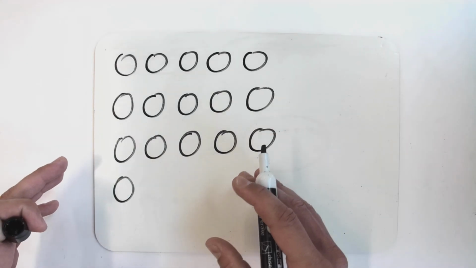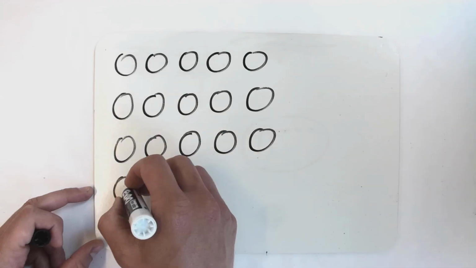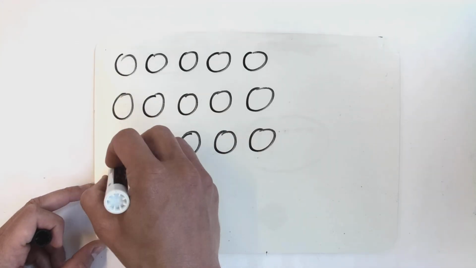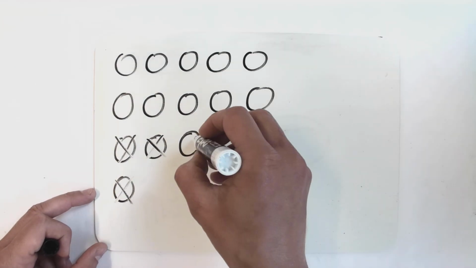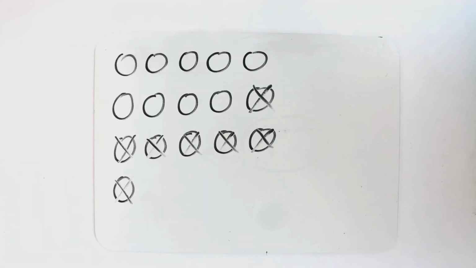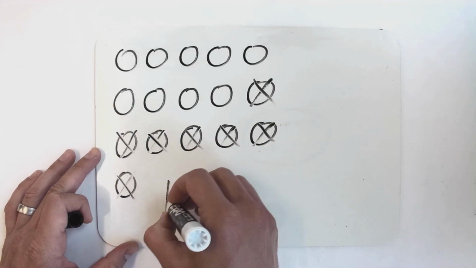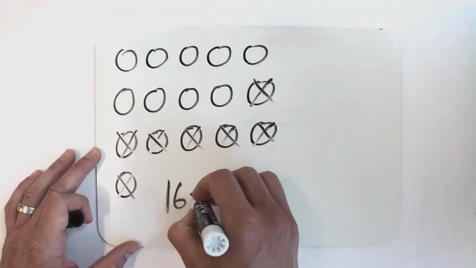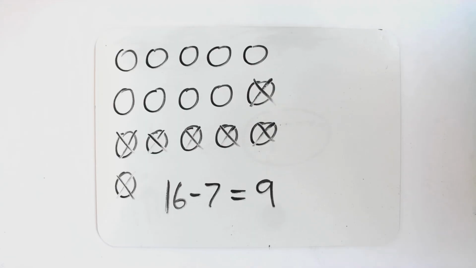So we're going to start with 16. We're going to remove 7. If you wanted, you could redraw them somewhere else, but if we just cross these off one at a time, we'll still be able to track how many we've removed or subtracted. 2, 3, 4, 5, 6, and 7. Okay, so I started with 16. I subtracted 7, which leaves me with 9. And then our abstract model for this will just be 16 minus 7 is equal to 9.